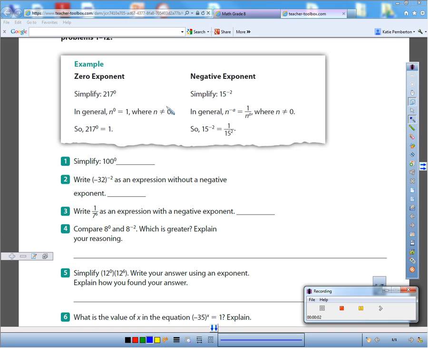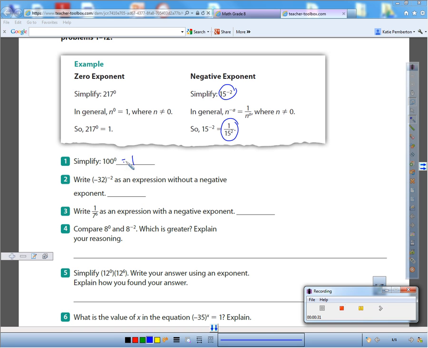Homework tonight. Before you begin, review your zero exponent rule, and then if something has a negative exponent, remember it drops to the denominator. Okay? So here we go. Number 1, 100 to the 0 power, you should have 1. Anything to the 0 power gives you 1.